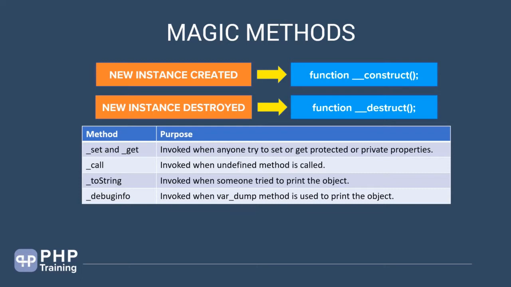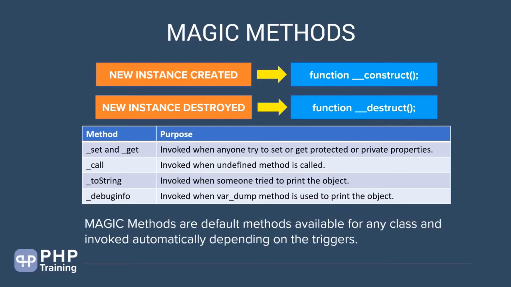The next one is __debugInfo, which is invoked when the var_dump function is used to print the object. Similar to __toString, this is invoked when you call var_dump to print the object. It will go into the __debugInfo method, and this method will be called. So you can define these methods in your program and choose to take control and do something about it. If you don't take control, it will be left to PHP to take action on the program.